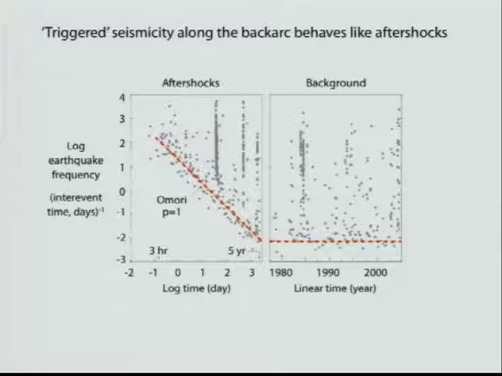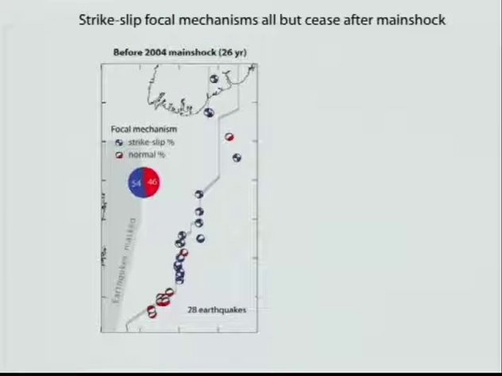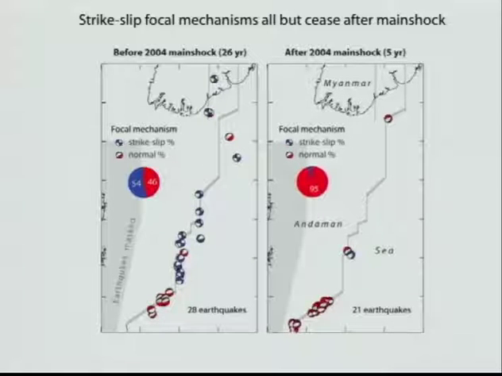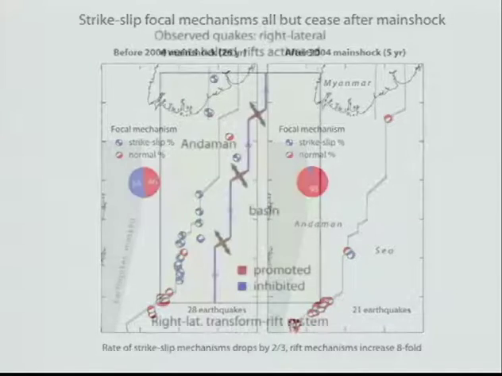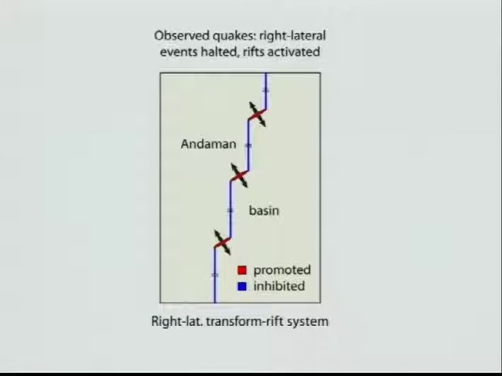It gets even more interesting. Look at the focal mechanisms preceding: we have about 50-50 strike slip and normal focal mechanisms on the back arc. Look at afterwards: virtually all the strike slips are gone. So we need to explain why we are seeing this. The rate turns out to be highly striking, because the rate of strike slip mechanisms drops by 2/3, while rift mechanisms increase by 8-fold. It's quite remarkable. Let me summarize what we are seeing in a schematic figure: the transforms are inhibited and the rifts are promoted.